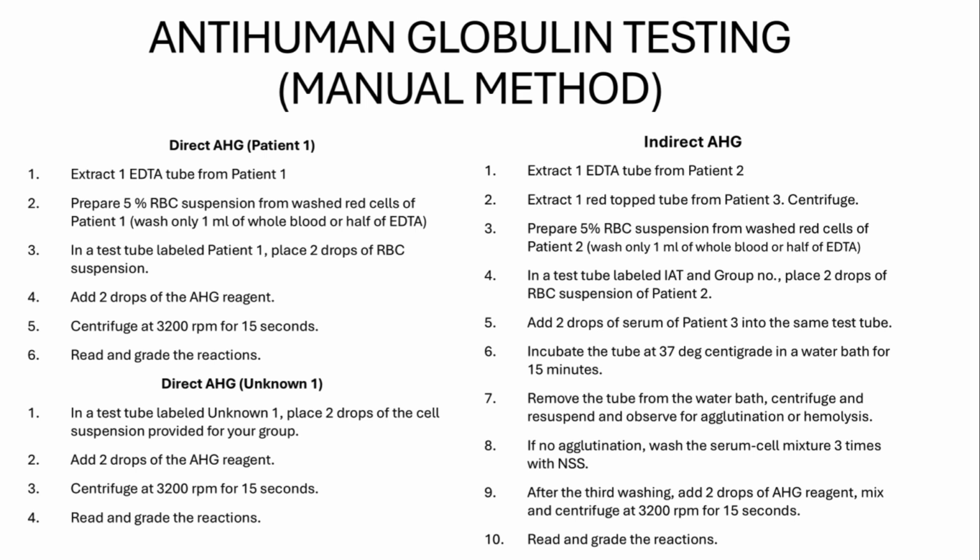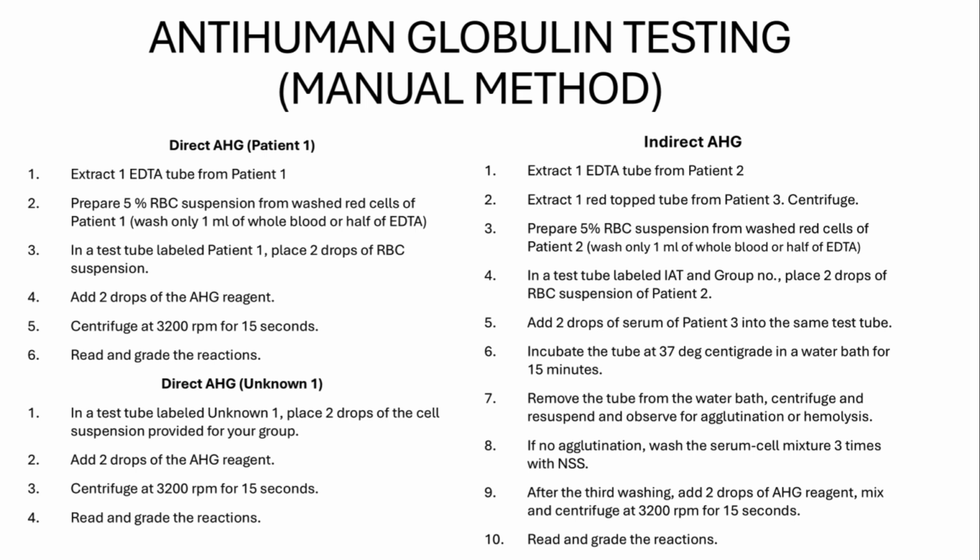And then centrifuge at 3,200 RPM, revolutions per minute, for 15 seconds only. Then read and grade the reaction. So in a test tube labeled unknown, so this is your unknown. So this is the exciting part. So you'll be doing a similar procedure, but this is really an unknown.